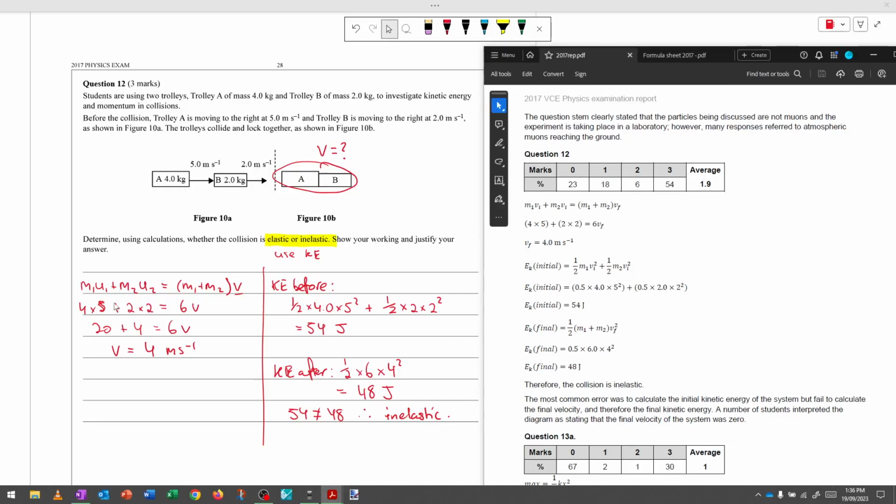So work out the final speed. That was all this stuff on the left. Then we worked out the initial kinetic energy and final kinetic energy. They're different, therefore the collision is inelastic. Okay, this is a pretty typical kind of question. So just make sure you understand how you do all that.